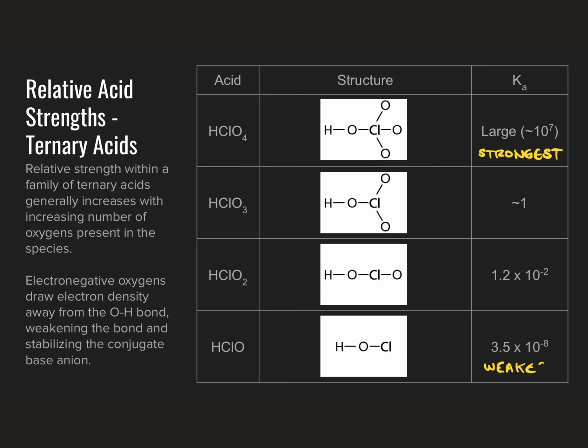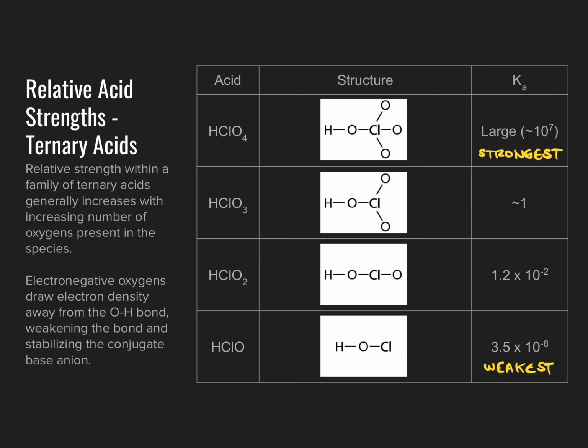And you can see here that we're orders of magnitude different in terms of the relative Ka values between these species. We can justify our observation here that increasing the number of oxygens within a ternary acid tends to increase the strength of the acid by understanding that oxygen itself, again, is an incredibly electronegative element. That is the second most electronegative element on the entire periodic table after only fluorine. Because oxygen is so electronegative, it's again going to be fantastically good at drawing electron density towards itself.